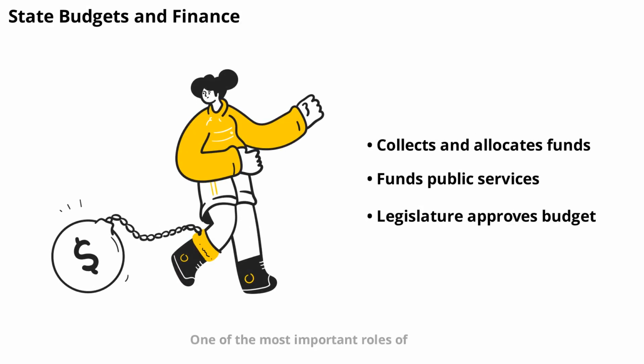One of the most important roles of state government is managing the state budget. This involves collecting revenue, mainly through taxes, and deciding how to spend it on public services like education, healthcare, and infrastructure. The legislature approves the budget, and the governor oversees its implementation. Careful budgeting ensures that resources are used efficiently and that essential services are funded for everyone in the state.